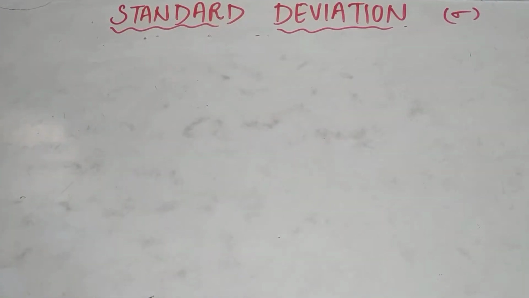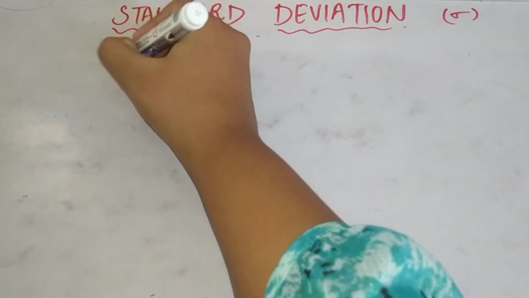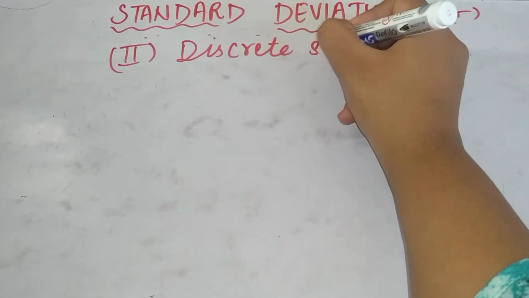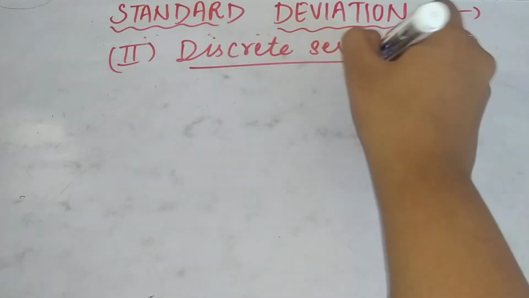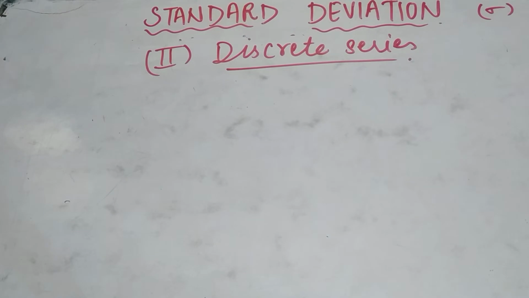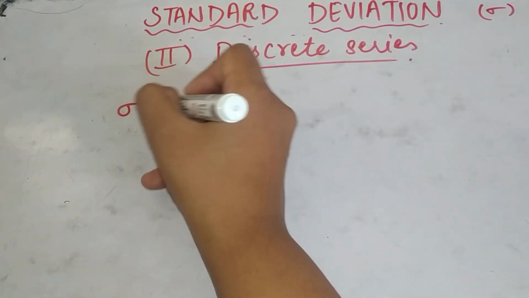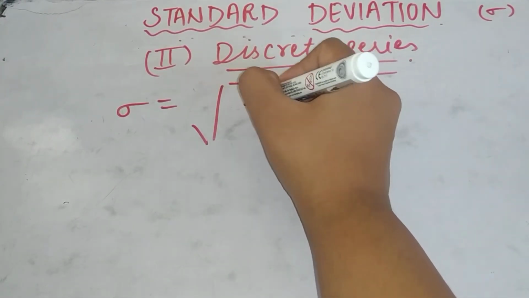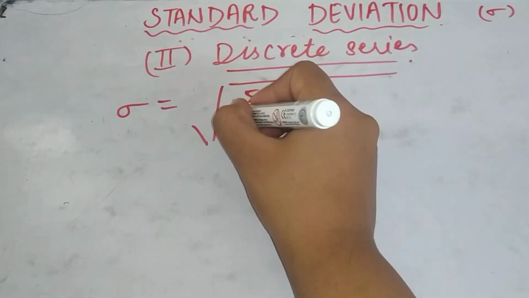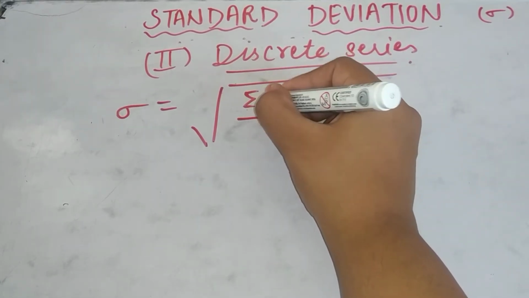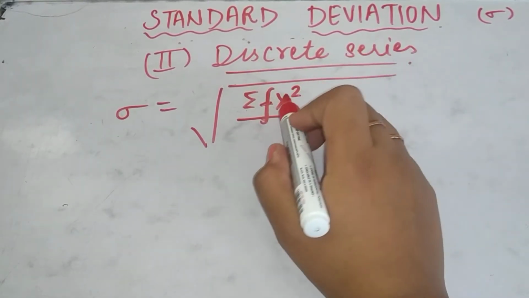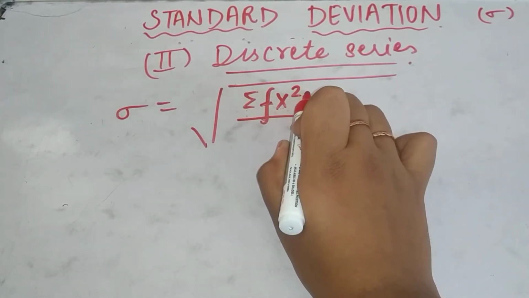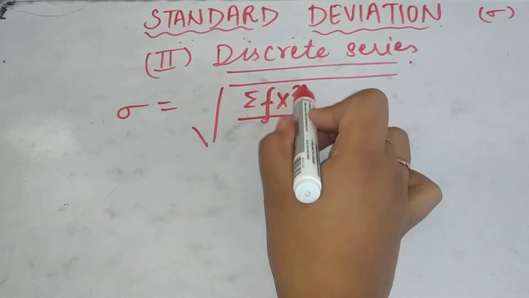Now let's discuss discrete series. Second is discrete series. The formula to calculate the value for standard deviation in this case will be under root summation f x square. There is just a multiple of f, and the square is of x. So this is summation f into x square. This will be the summation of this part.